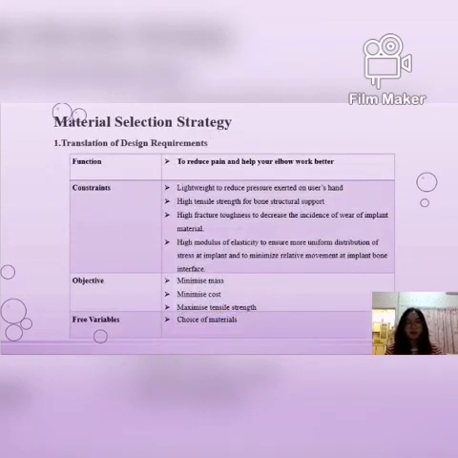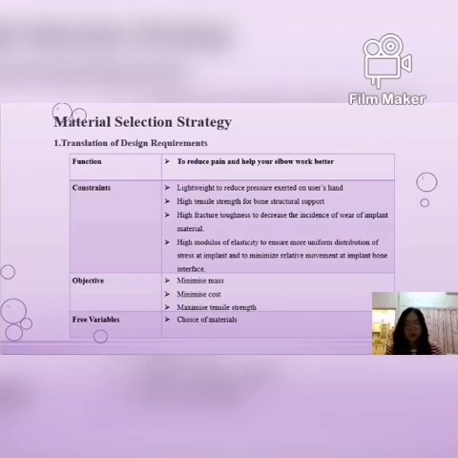The first step of the material selection strategy is translation of design requirements. The function of elbow replacement is to reduce pain and help your elbow work better. The constraints are lightweight to reduce pressure exerted on the user's hand, high tensile strength for bone structural support, high fracture toughness to decrease the incidence of implant material wear, and high modulus of elasticity to ensure more uniform distribution of stress at the implant and to minimize relative movement at the implant-bone interface.